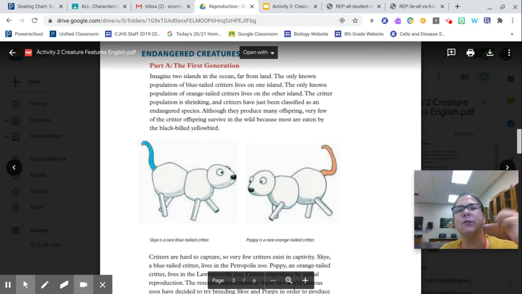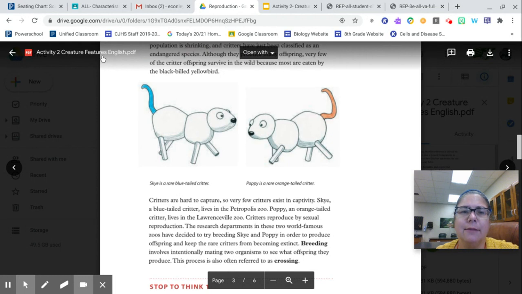Okay, endangered creatures, part A, the first generation. Imagine 2 islands in the ocean, far from land. The only known population of blue-tailed critters lives on one island. The only known population of orange-tailed critters lives on the other island. The critter population is shrinking, and critters have just been classified as an endangered species. Although they produce many offspring, very few of the critter offspring survive in the wild because most are eaten by the black-billed yellowbird. So we have 2 of them here.